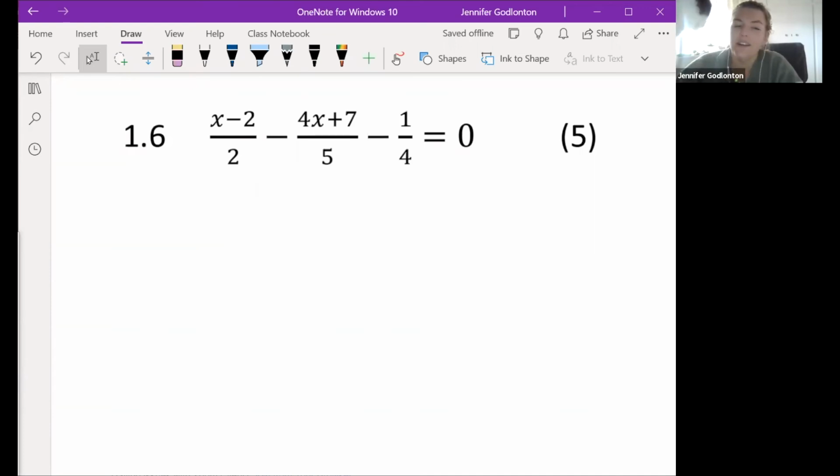Okay, so if you're not getting a full number, keep it as a fraction rather. We don't want to have decimals when we're dealing with equations. We only ever want to deal with fractions or whole numbers.